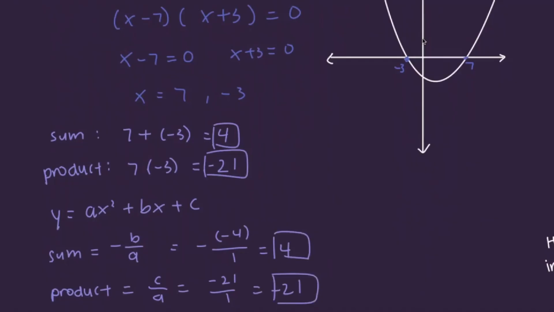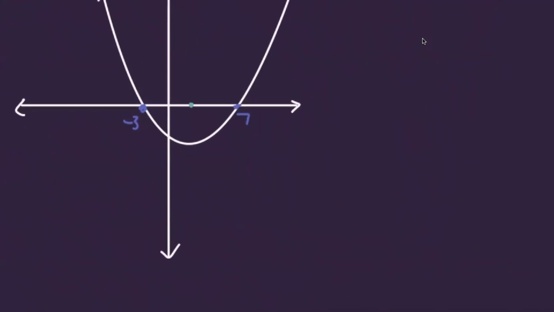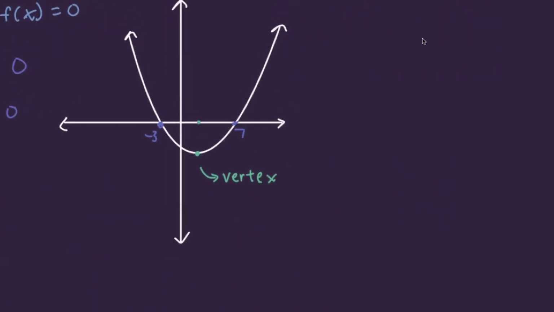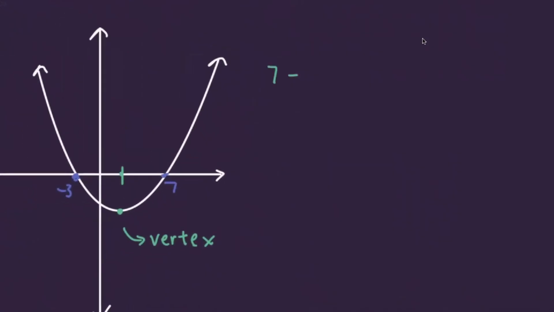Now let's go over the vertex. The vertex is the midpoint of the roots. This is the vertex. And since the x-coordinate of the vertex is always the midpoint of the two roots, we can find the x-coordinate by averaging the two roots, which would be 7 plus negative 3 over 2, and you would get 4 over 2, which is 2.